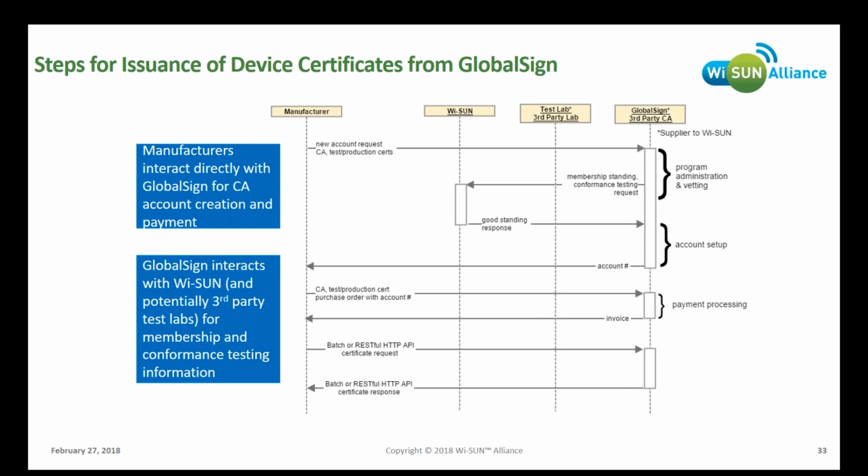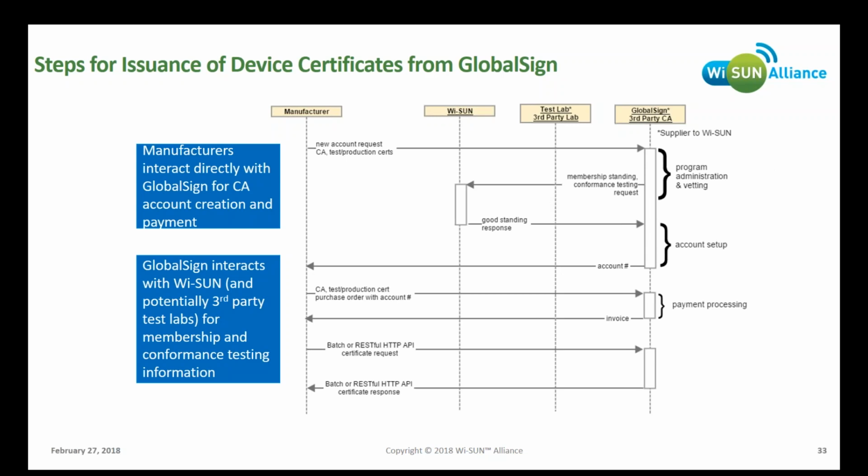So this will then go to the third party's CA, and the third party CA will engage the alliance to check several items such as member standing and check with the test lab on conformance testing requests. And if everything checks out, then the account will be set up by the third party CA, and the account information will be sent to the product vendor. And the product vendor can use that account to do various logistic or management items such as placing order and payment and so on. And then invoice will be sent by the third-party CA. And the last part of it is the certificate request and certificate response, and this completes the process between the manufacturer and the third-party CA in terms of the issuance of device certificates.